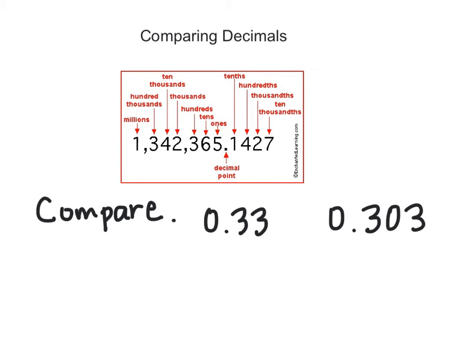All right, let's try this one. We're comparing 33 hundredths and 303 thousandths. Again, we're going to start with the greatest place value for each of the numbers. Well, they both have zeros in the ones column, so let's go to the tenths. They both have a 3 in the tenths, so we'll now go to the thousandths, or no, excuse me, the hundredths place. All right, the number on the left has a 3 in the hundredths place, the number on the right has a 0, therefore our comparison symbol: 33 hundredths is greater than 303 thousandths.